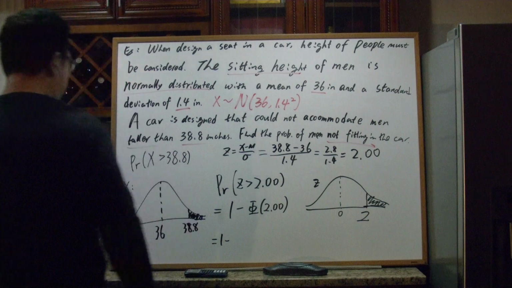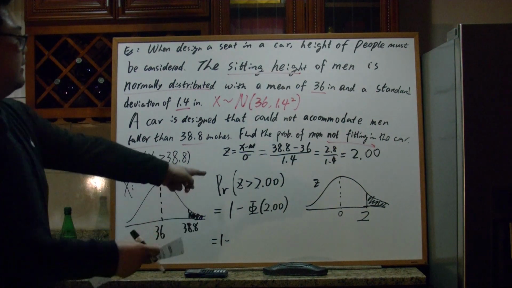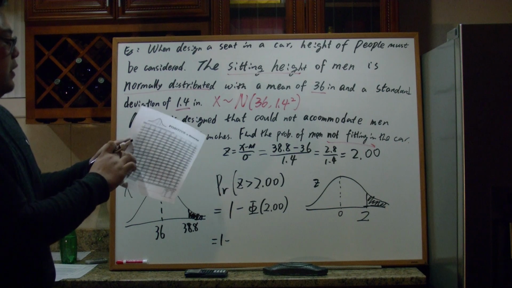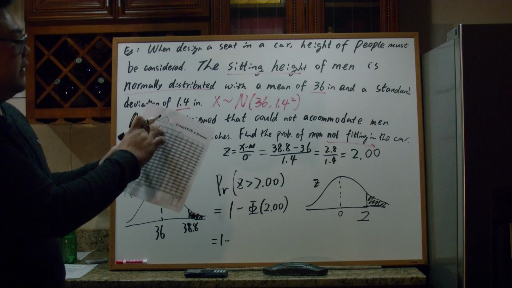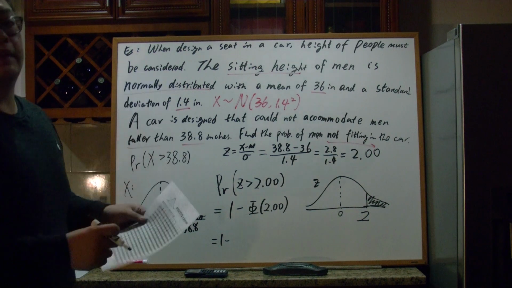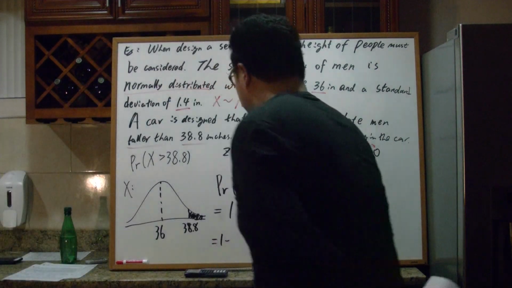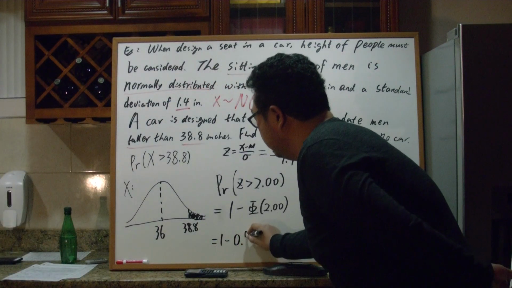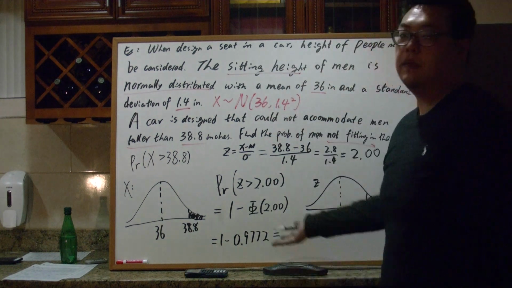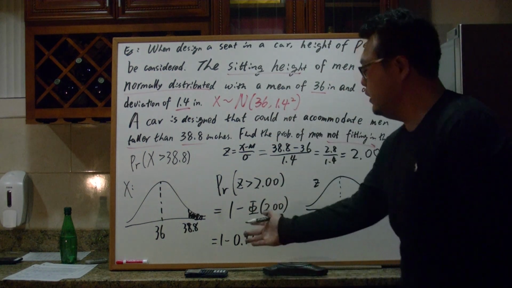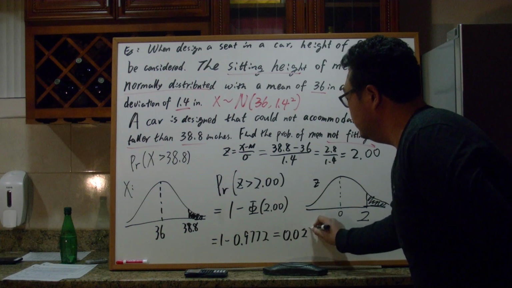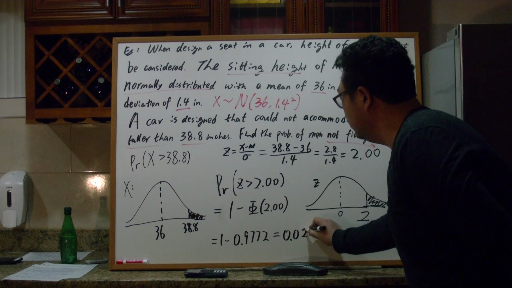Then we go to the positive side. Since z is positive, we have 2.00, so we go to the row 2.0, and the second digit is also 0. We get a probability of 0.9772. It's a decimal, 0.9772. And when we subtract that value from 1, we get 0.0228.